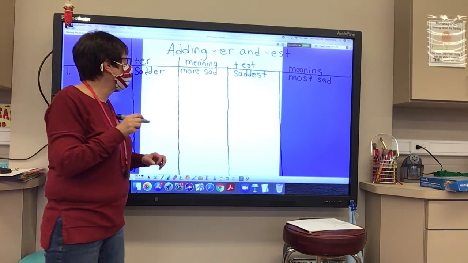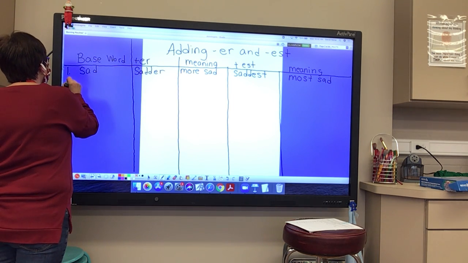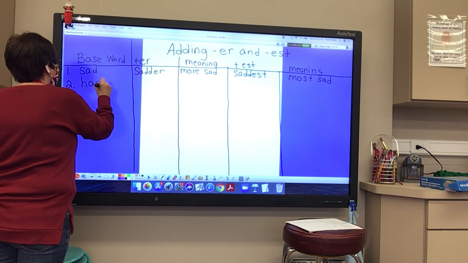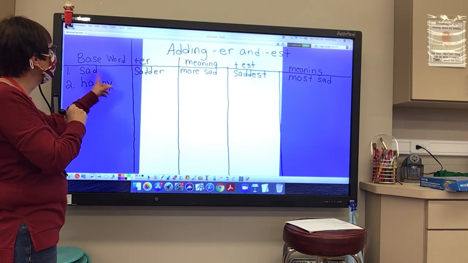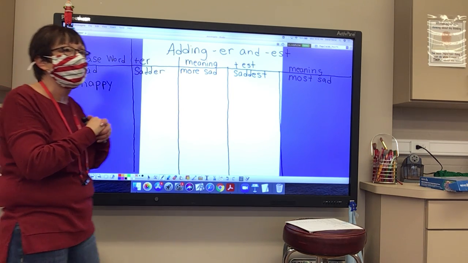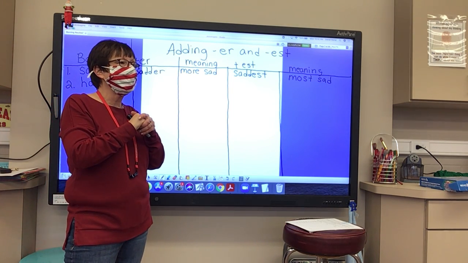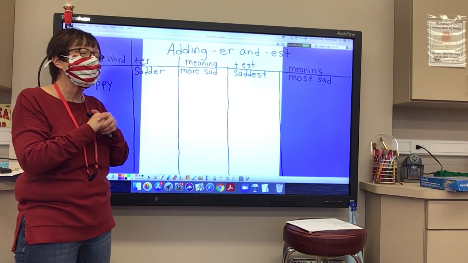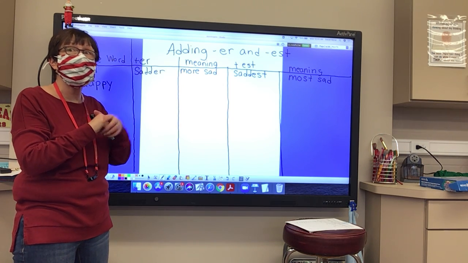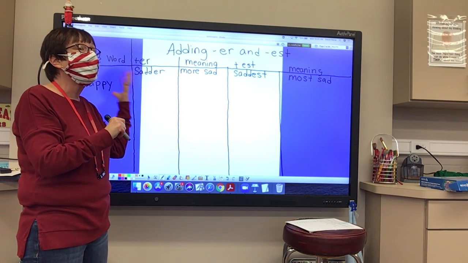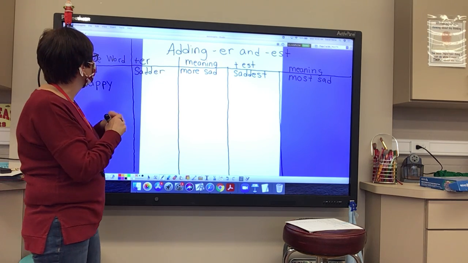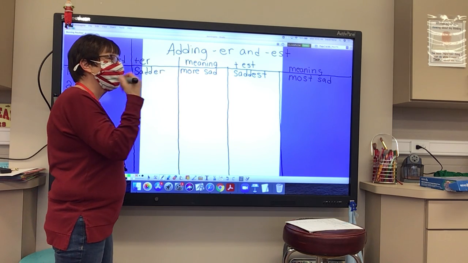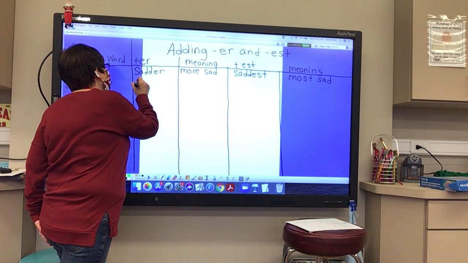Now let's go to our second word. Our second word is the word happy. Now how do we make the word happy plus ER? Happy plus ER is what, Yanni? Happier. Happier, very good. And how do we spell happier? Because this one ends in a Y, so what do we need to do? We need to add an I and take out the Y. We change the Y to an I and then add ER.